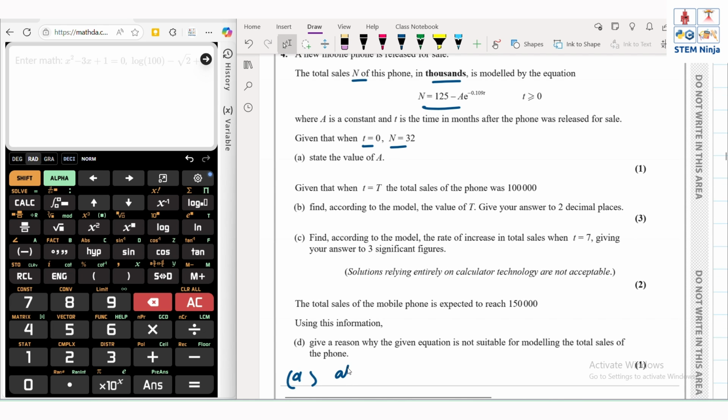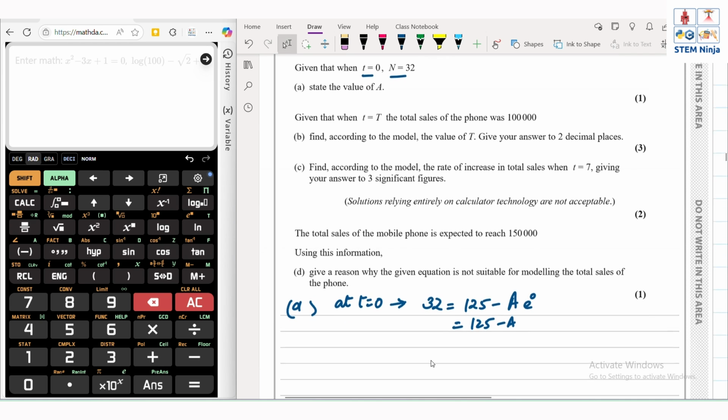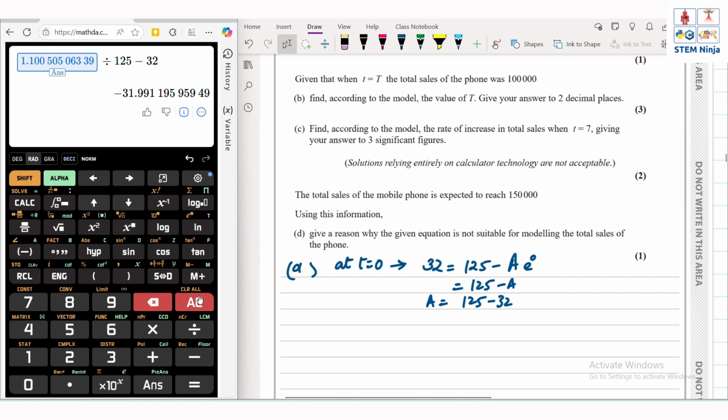We can find it easily. So at T equals 0, N is 32, which equals 125 minus A e raised to the power 0. This is going to be just 125 minus A. So this means that A is 125 minus 32, which is 93.